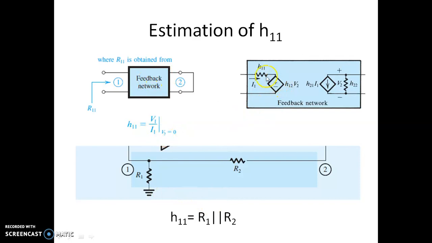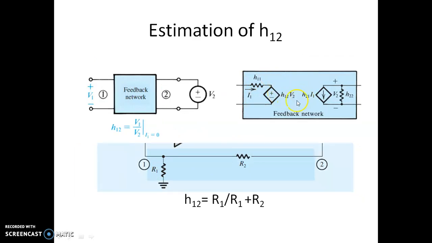So I want to estimate what is this H11. H11 is actually derived using V1 by I1 with V2 equal to 0. You can see we are making V2 equal to 0. We are trying to find the resistance seen from here. This is V1 by I1. Suppose I make this voltage 0, now this is short circuited. When I short circuit, R1 and R2 will come in parallel. So that's why H11 for this network happens to be R1 parallel R2. So this way we can find the equivalent of H11, which is the representation of this network by an H parameter model.